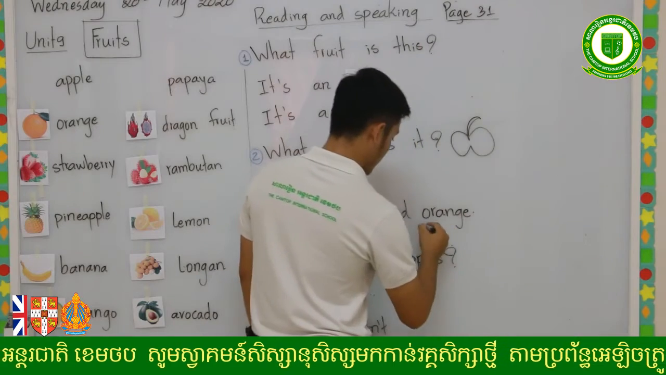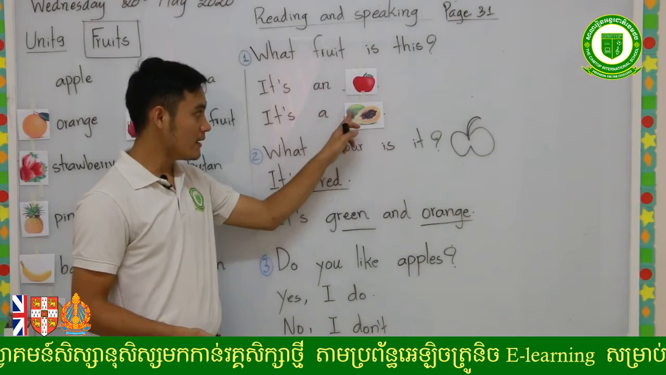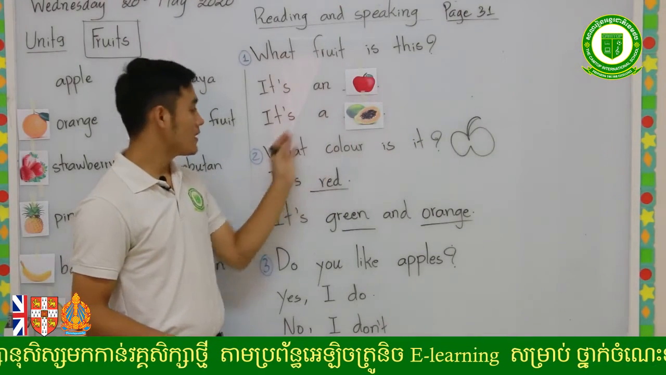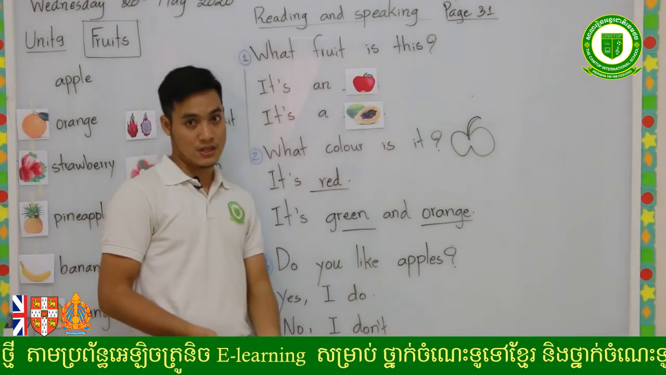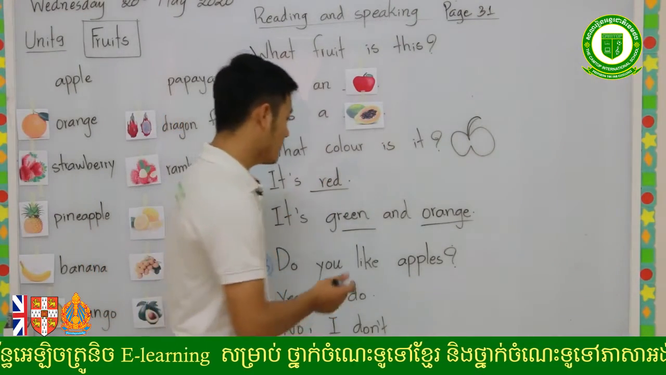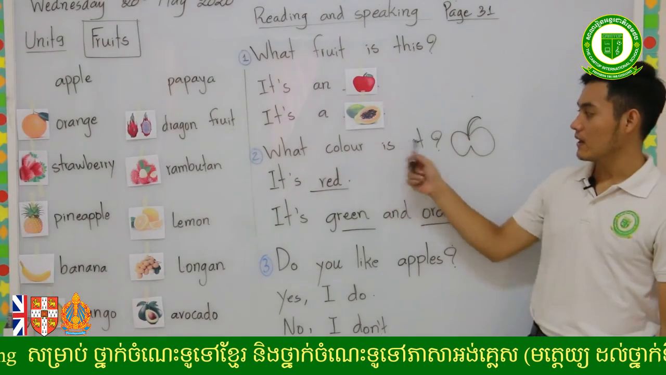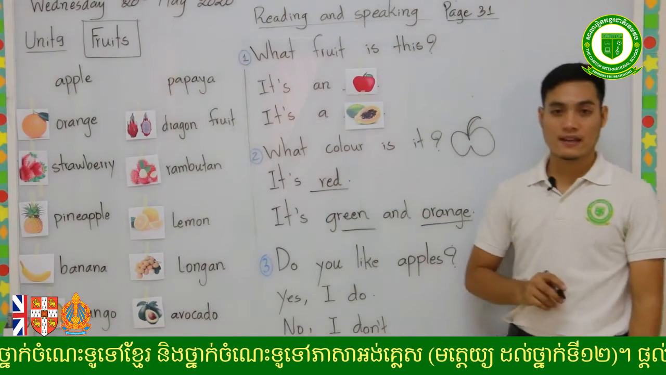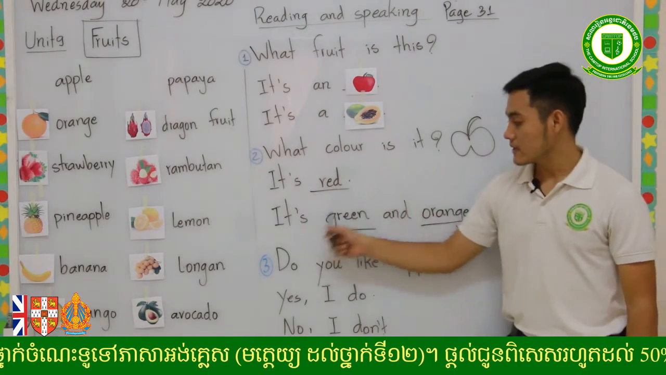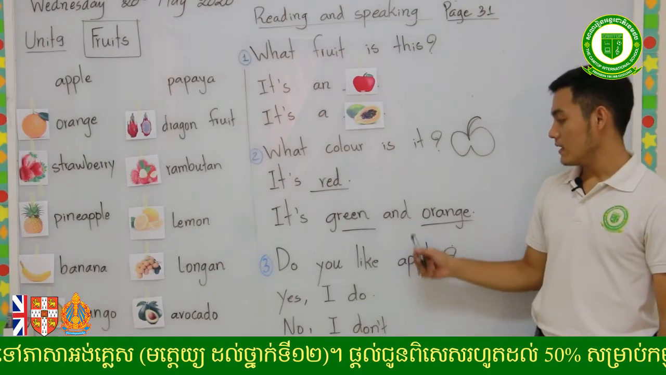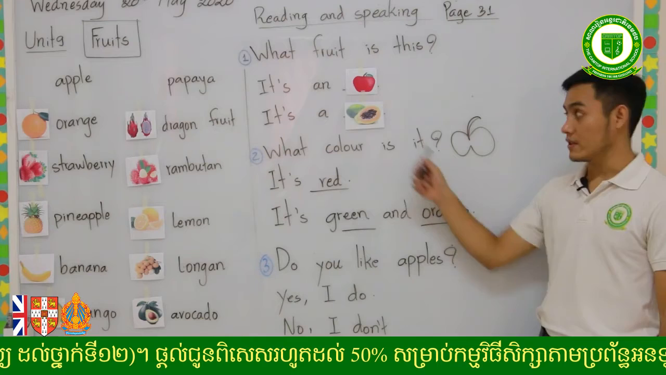You see? They will answer, the papaya is green and orange. Okay, so read together again. What color is it? It's red. Again, what color is it? It's green and orange.